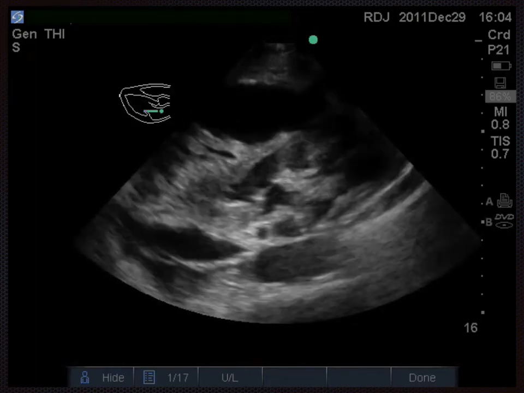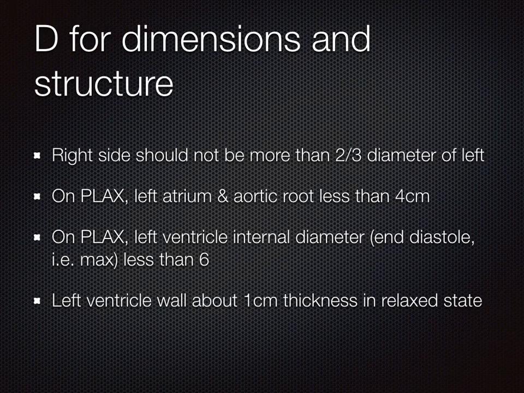What does D stand for? Well, D stands for dimensions and structure. Remember we said the right side shouldn't be more than 2/3 the diameter of the left side, and that's on views such as a subcostal 4-chamber and the apical 4-chamber views. So causes of dilated right side might make you think of problems such as massive pulmonary embolus. So the right side should not be more than 2/3 diameter of the left.